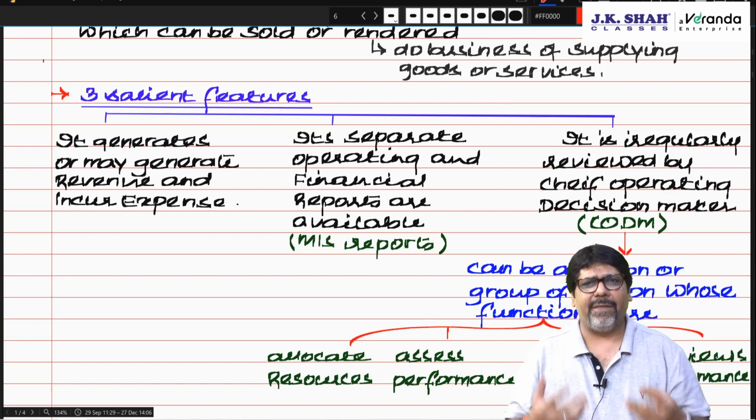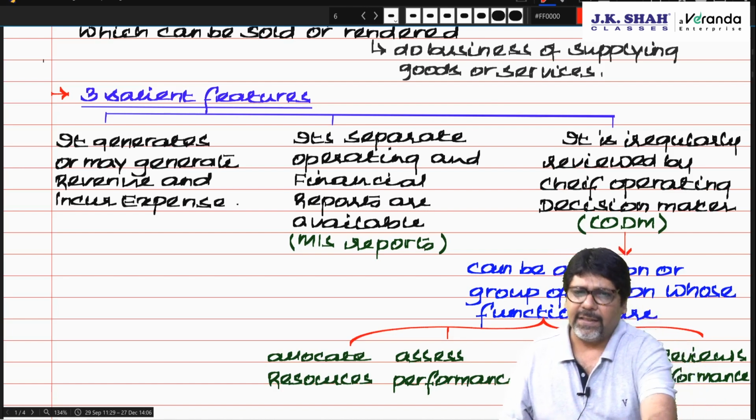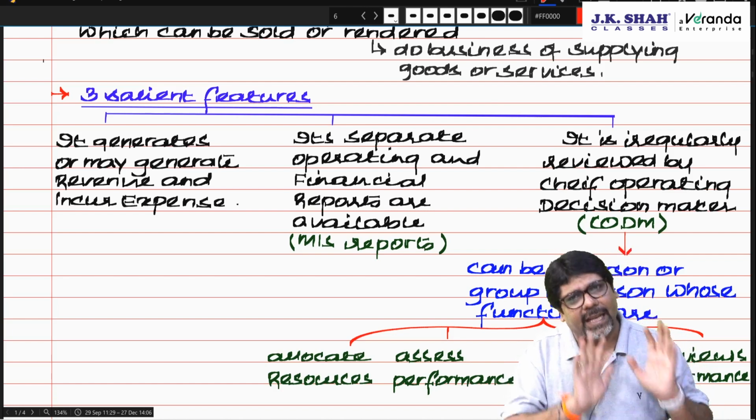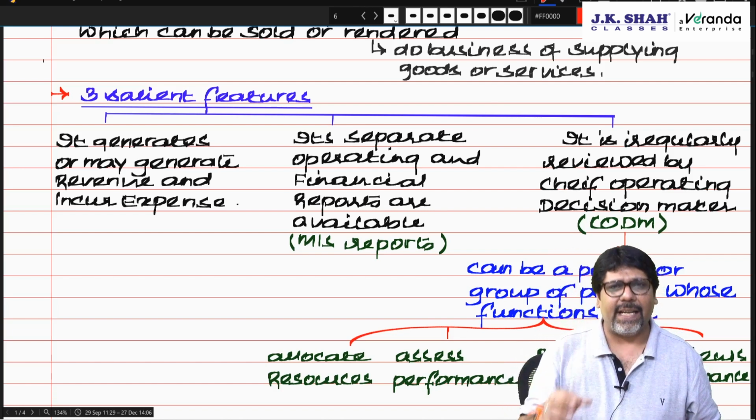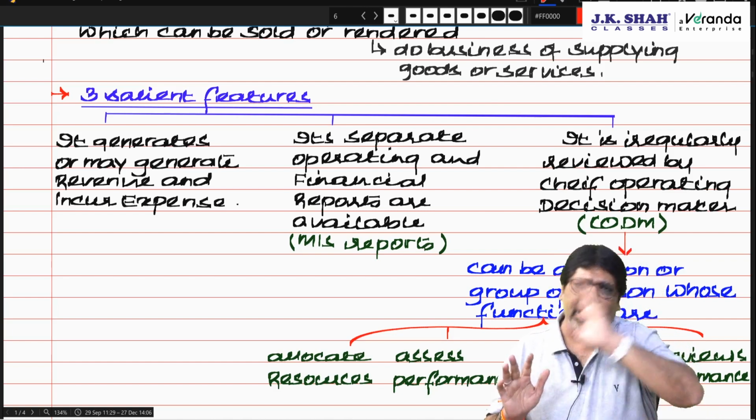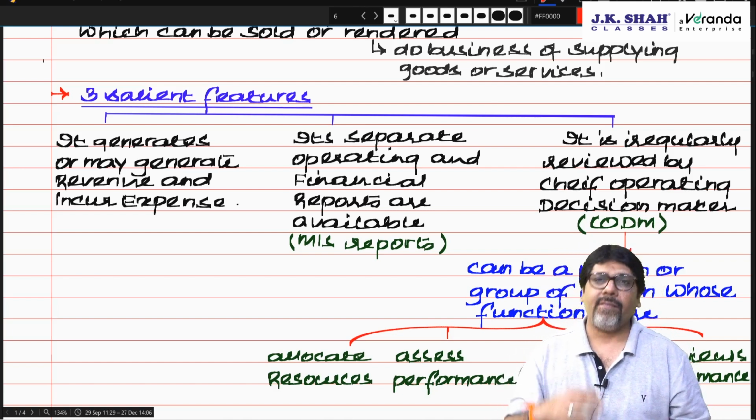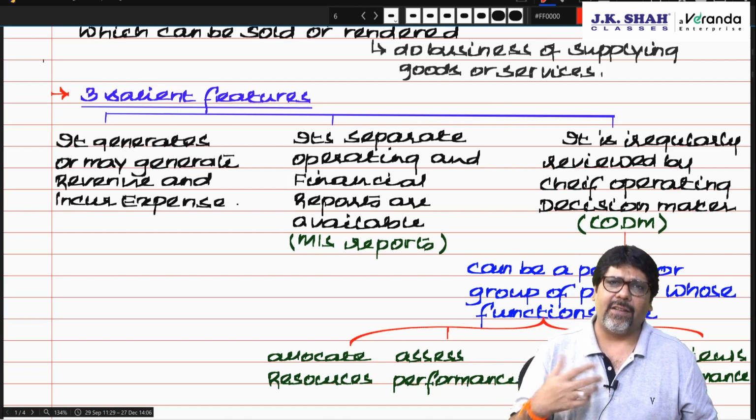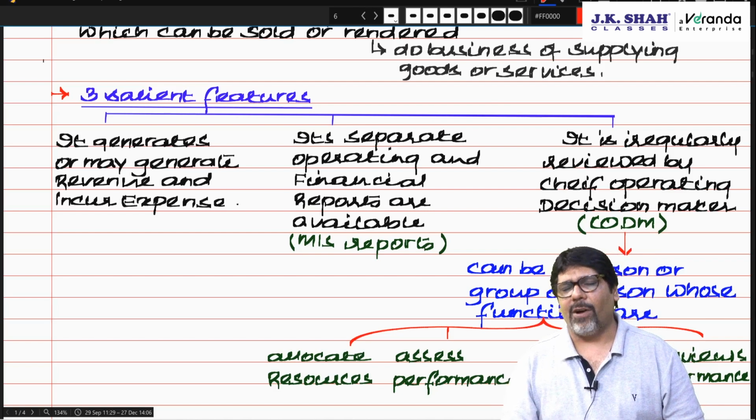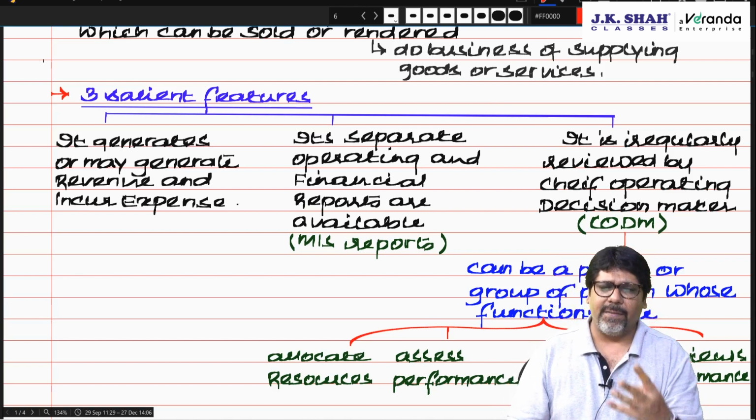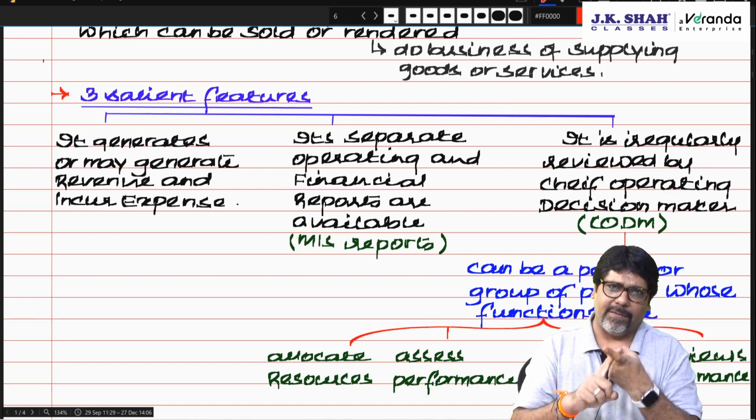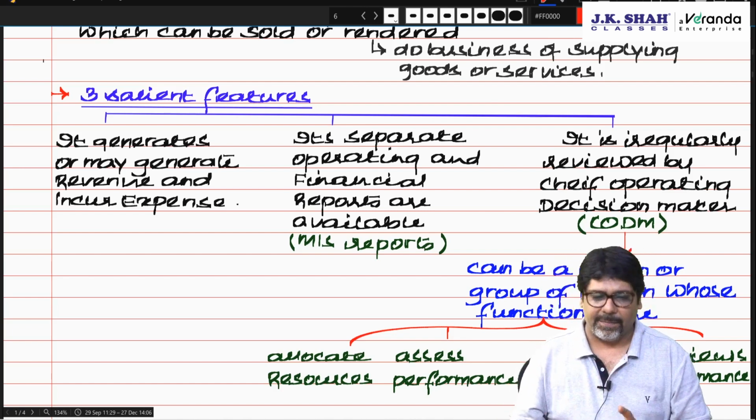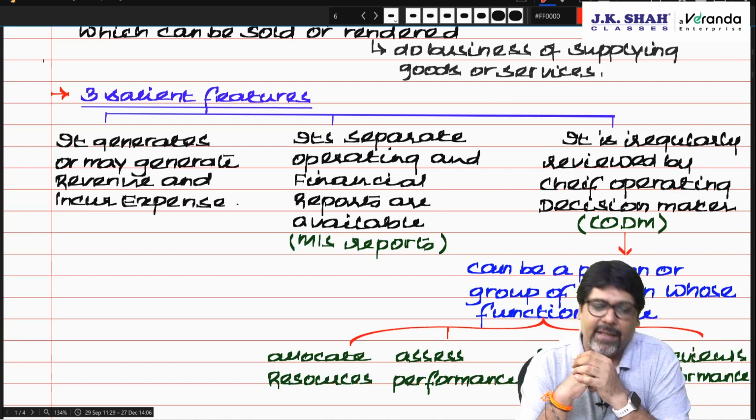How can we identify it? We see 3 salient features. First salient feature is that it generates revenue or may generate revenue and incurs expenses. Second, its operating and financial policies are separate from the entire organization. Am I clear? Third, it has a departmental head, whom the standard calls the chief operating decision maker, who has 4 responsibilities. He allocates resources, he assesses performance. Number 3, he is responsible for the performance and he reviews the performance. Am I clear?